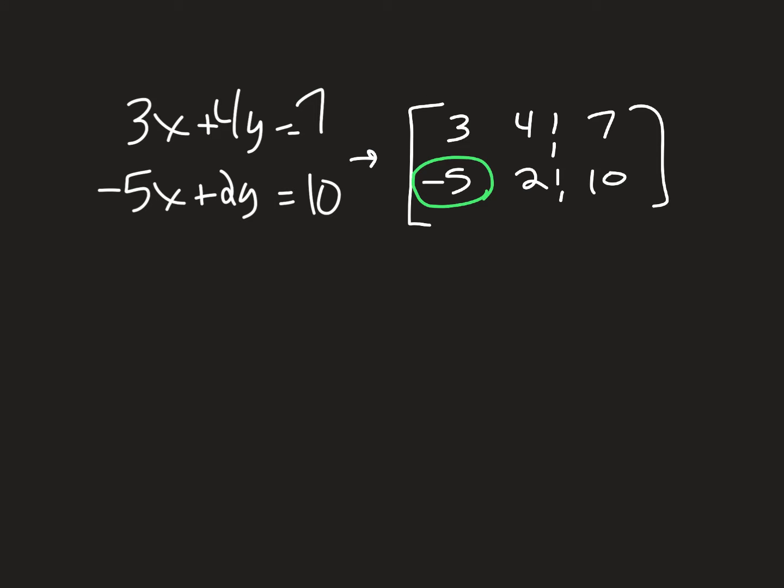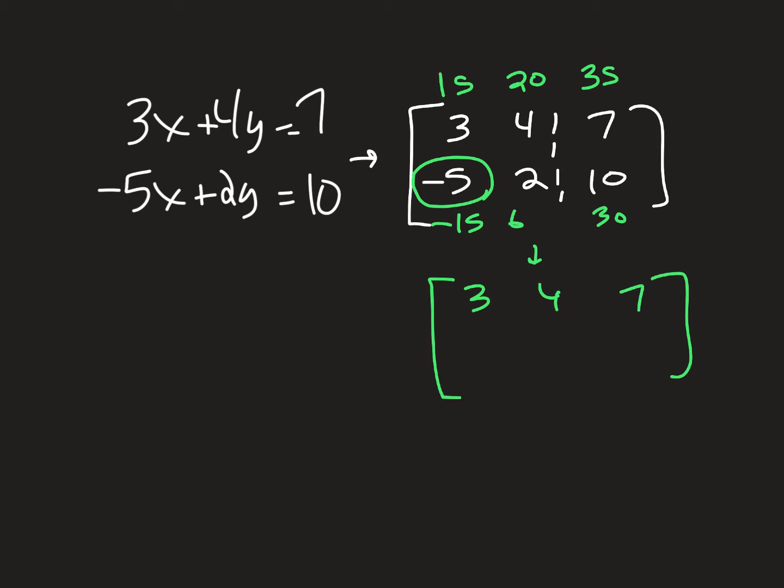3 and 5 both go to 15, so I'm multiplying the top row by 5: 15, 20, and 35. And the bottom row by 3: -15, 6, and 30. All right, and I'm going to add my green numbers together. First of all, the top row does not change yet. And the bottom row, I'm going to add the green numbers to get my new bottom row: 15 and -15, 20 and 6, 35 and 30.